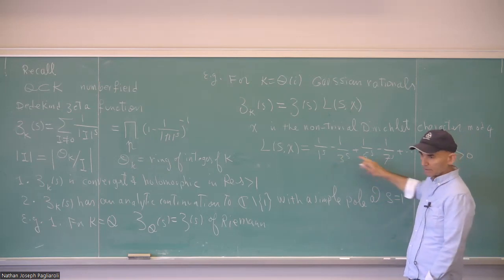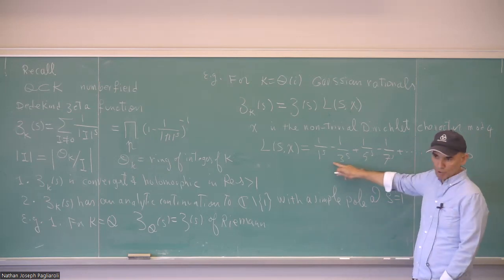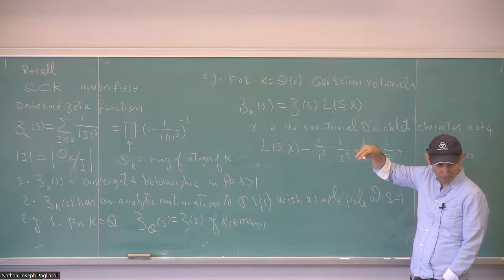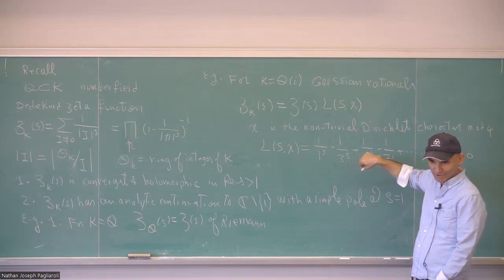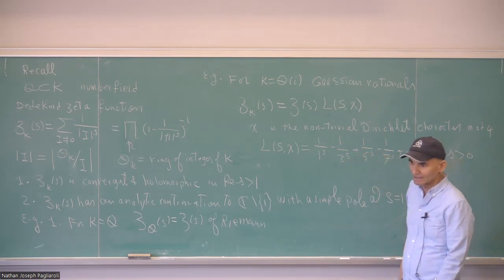And this convergence is just because of the results that we proved at the beginning. Because on the real axis, for s positive, this is convergent by the alternating series test and all that.